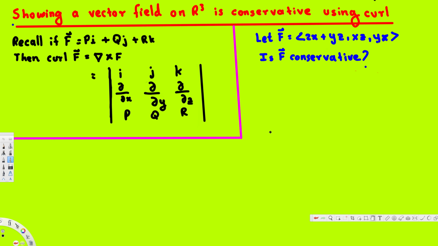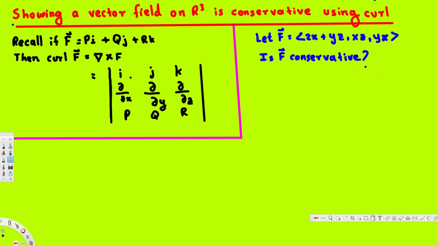In this video, we are going to see how to show whether a vector field function is conservative or not using curl. To find the curl, we take the cross product of the del operator with the vector field function. When we find the curl, if it is equal to 0, this is a conservative vector field. If it's not equal to 0, it means this vector field function is not conservative.